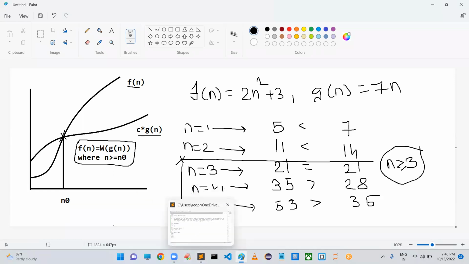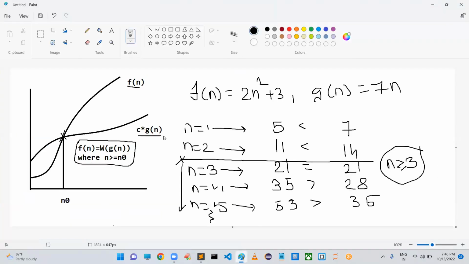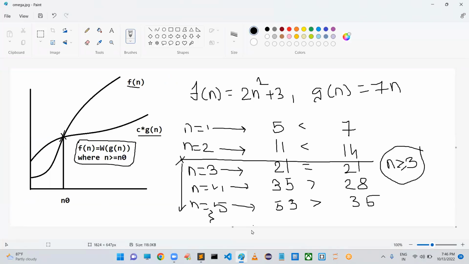Sir, can you please confirm? Do you have any doubts in this omega notation? Everyone, please confirm. Yes, I request everyone to please confirm. Clear?